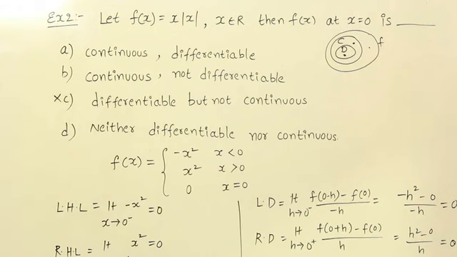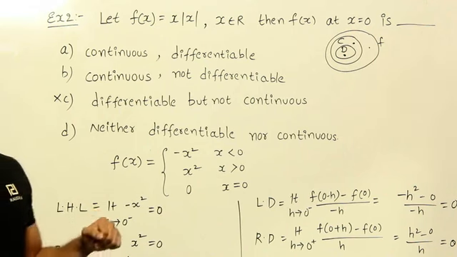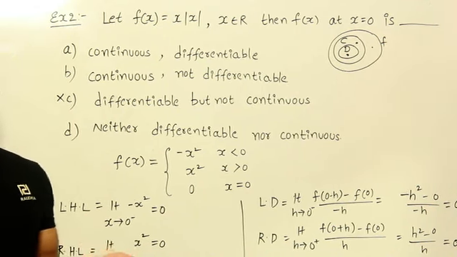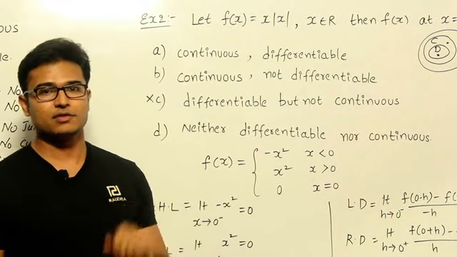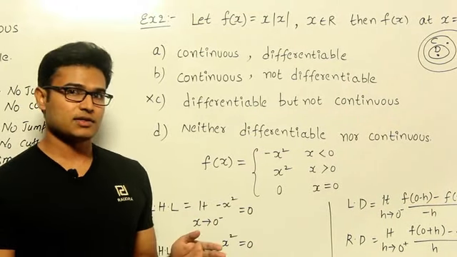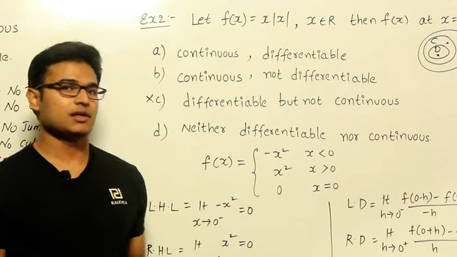Let's go and see this function first. Now f of x equal to x into mod x is given. We have to find out whether it is continuous or not at the point 0. So we want to know how the function behaves when x is less than 0, when x is greater than 0, and when x is equal to 0. Why? Because we are interested in finding out the left hand limit, the right hand limit and the value of the function at that point.